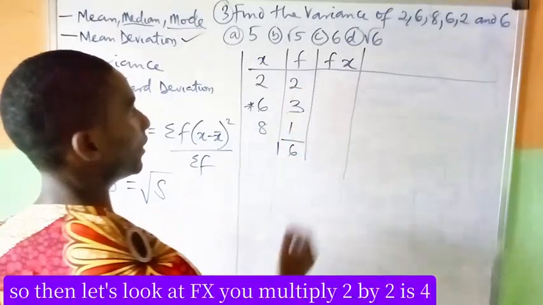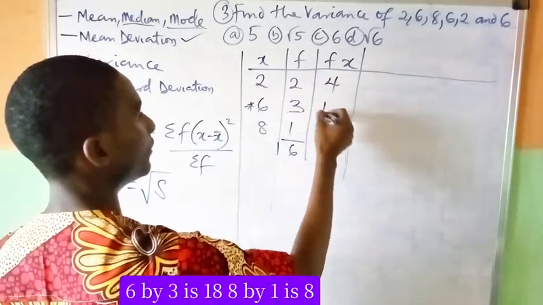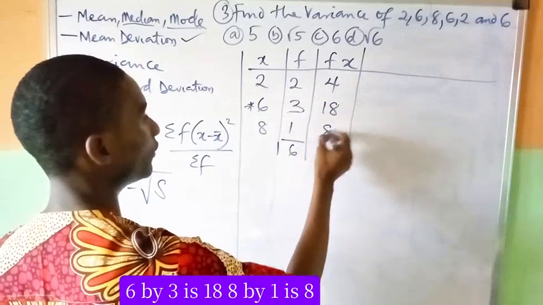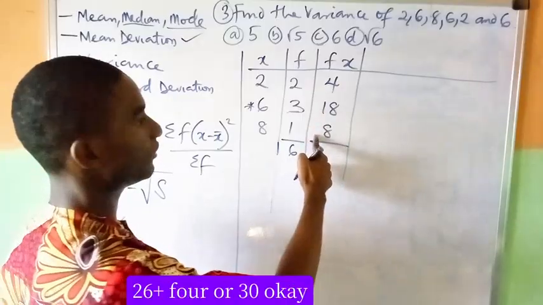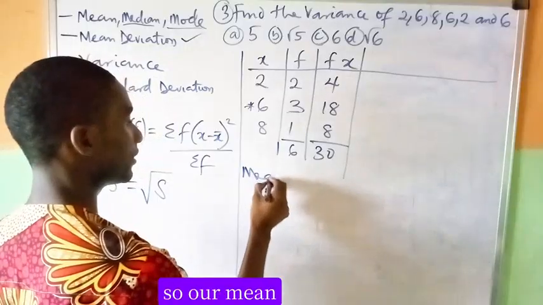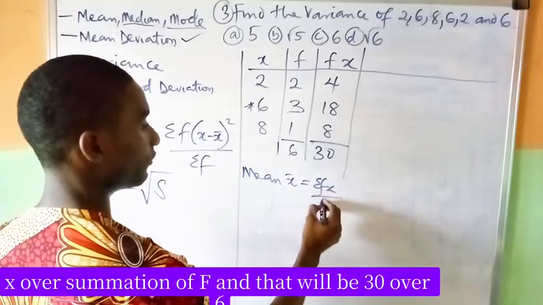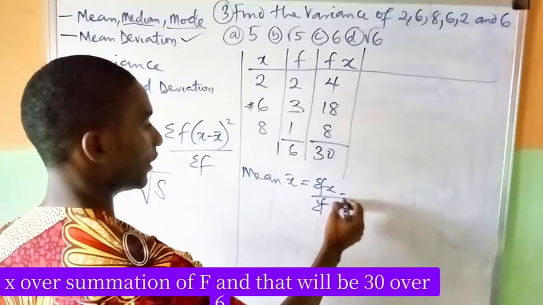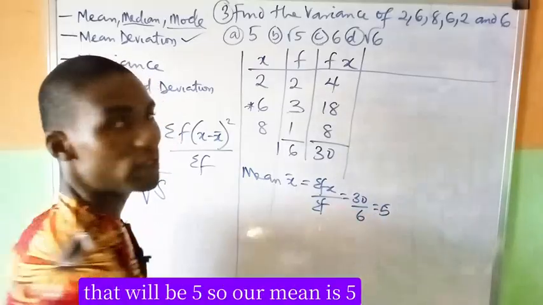So then let's look at fx. You multiply 2 by 2 is 4, 6 by 3 is 18, 8 by 1 is 8. The summation of fx is 18 plus 8 is 26 plus 4, 30. Okay, so our mean, which is x bar, is going to be summation fx over summation of f. And that will be 30 over 6, that will be 5. So our mean is 5.